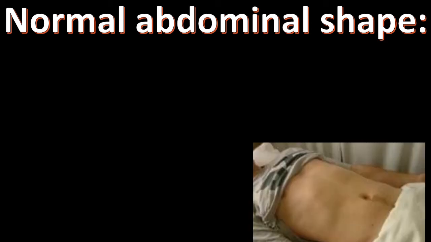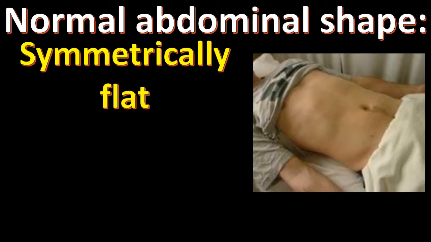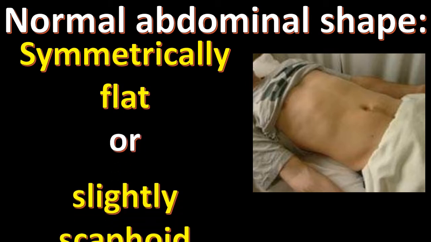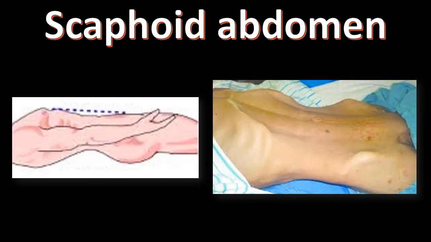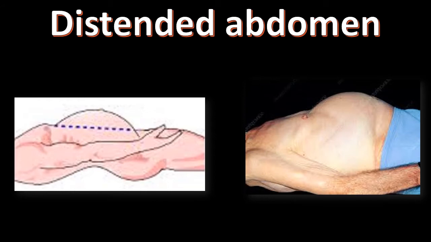Abdominal shape. Normal abdominal shape is symmetrically flat or slightly scaphoid. This is the shape of the scaphoid abdomen, concave to inside. Distended abdomen, convex wall.